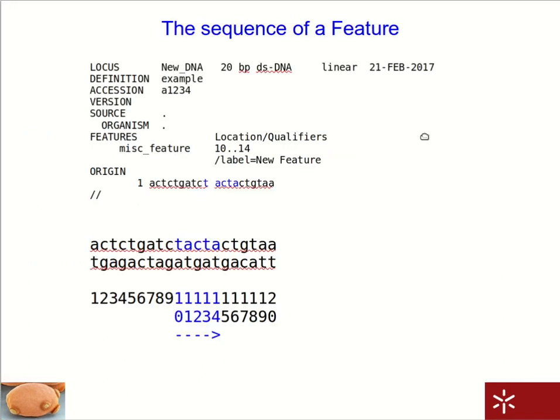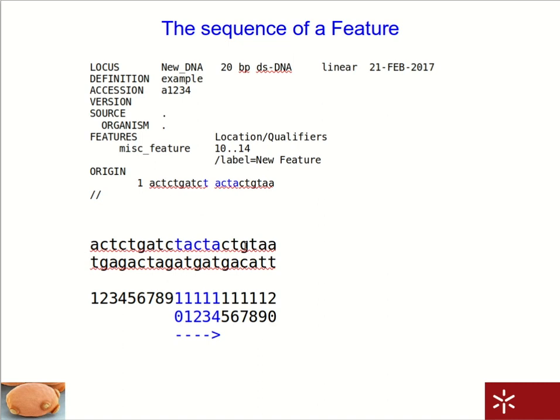Now we would like to cross-reference the actual sequence that we have with an example feature. This file here represents perhaps the smallest and simplest GenBank file possible. We have a miscellaneous feature starting at 10 and ending at 14. And if we look at the sequence, this 1 indicates that the first nucleotide is nucleotide 1, so the index starts with 1. We have the 10th nucleotide here, T, and then ACTA, and this A is the 14th nucleotide of the sequence.